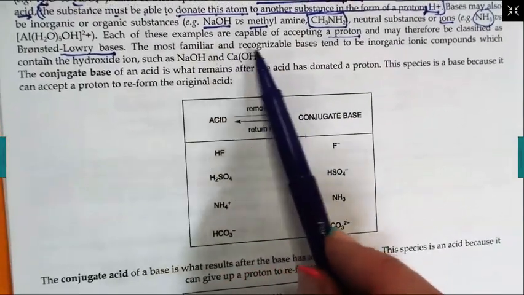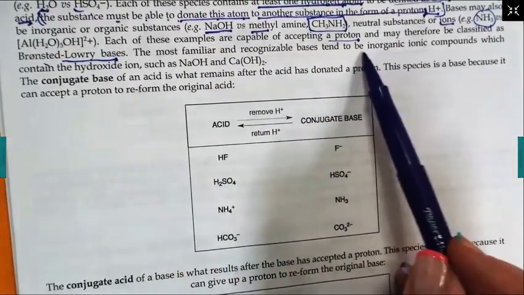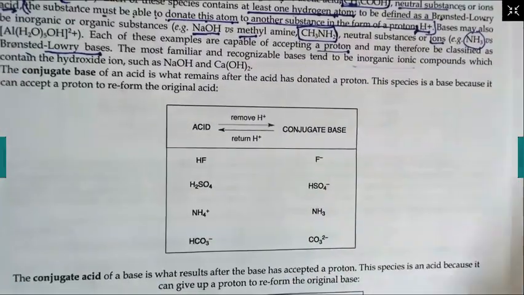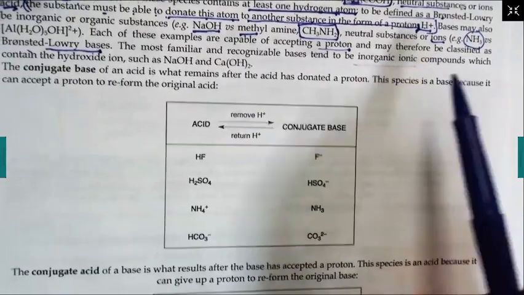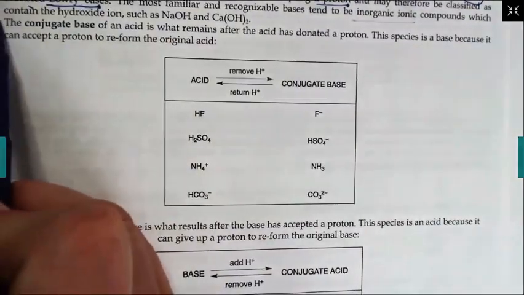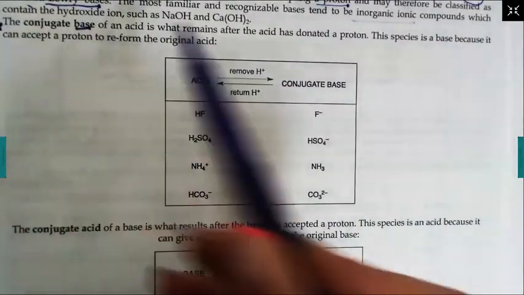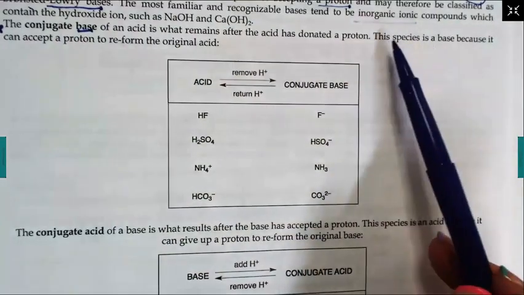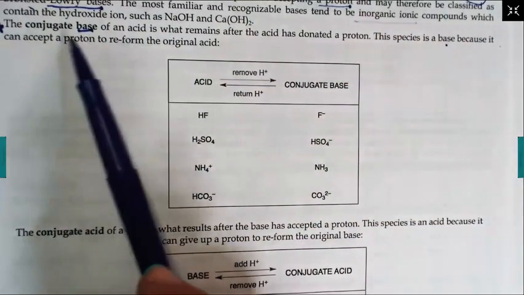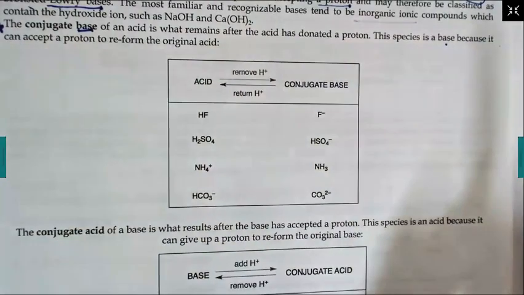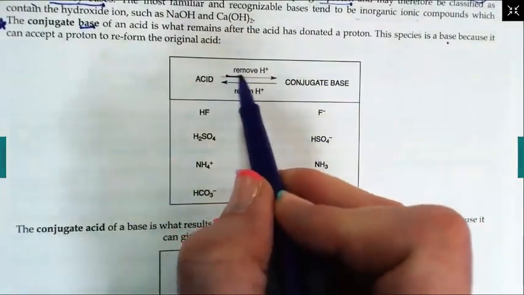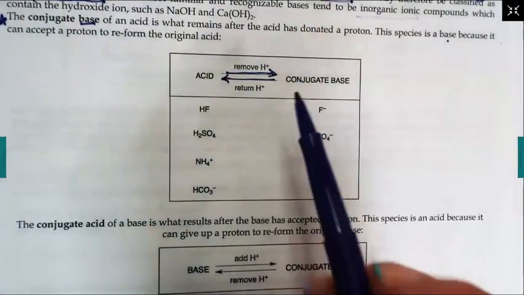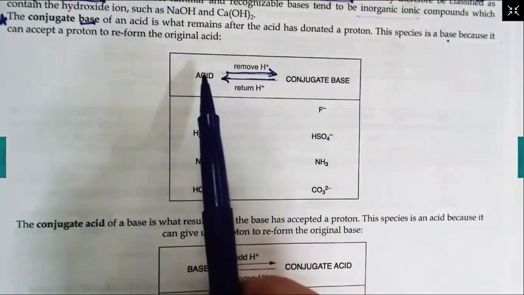The most familiar and recognizable bases tend to be your inorganic ionic compounds, the hydrochloric acid, hydrobromic acid, the ones we've been using all the time. The conjugate base of an acid is what remains after the acid has donated a proton. This species is a base because it can accept a proton to reform the original acid. What is it called when you have the arrows going in both directions? Equilibrium.